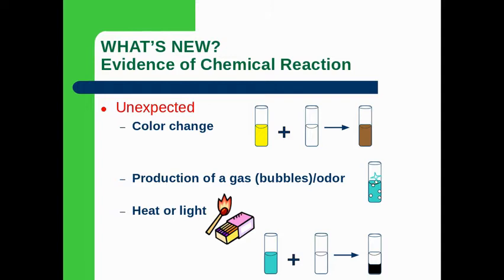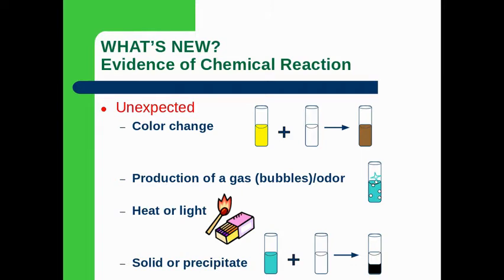Another example of that would be putting 2 room temperature chemicals together and having them get really hot. Or if you've ever used a chemical ice pack, when you bend the ice pack, it immediately starts to turn cold, and that's the absorption of heat from the surroundings.